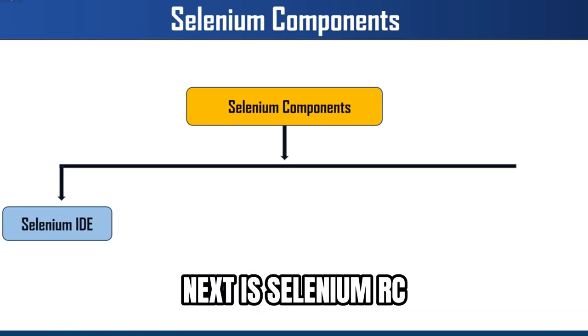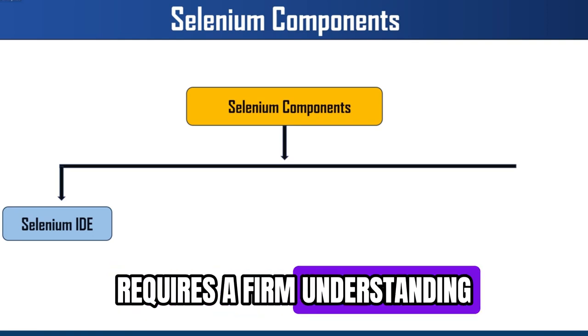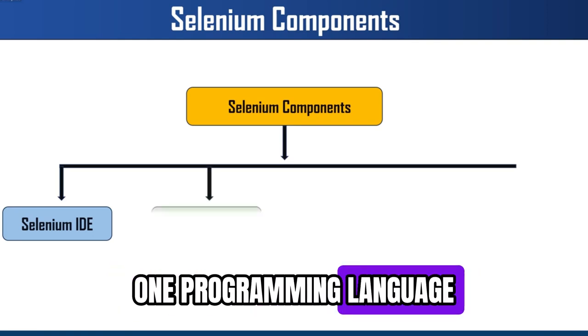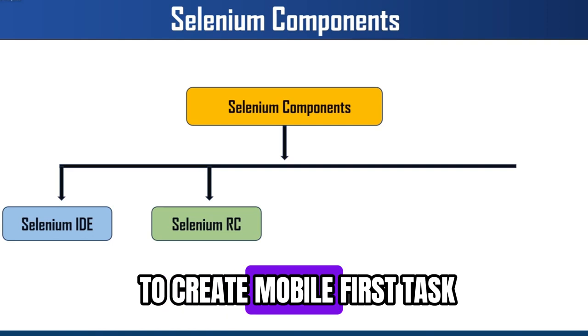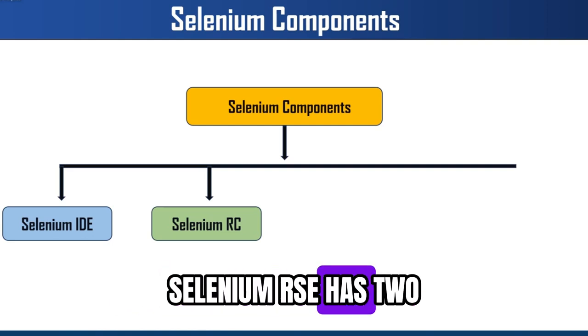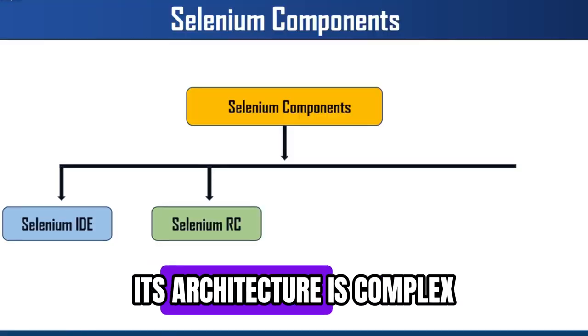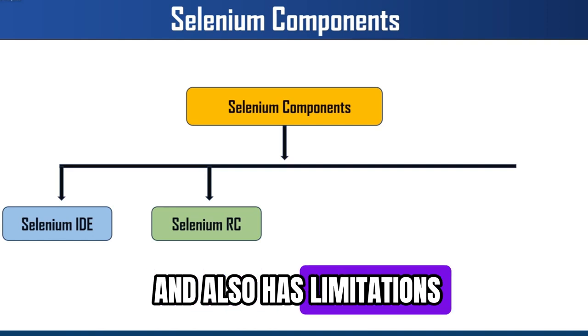Next is Selenium RC. Working with Selenium RC, remote control, requires a firm understanding of at least one programming language. These tools allow you to create automation tasks in any programming language of your choice. Selenium RC has 2 main components, which are server and client libraries. Its architecture is complex and also has limitations.